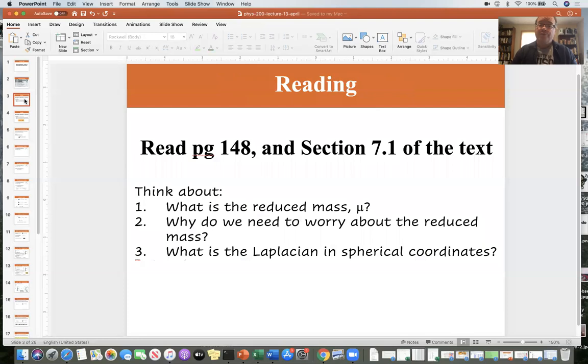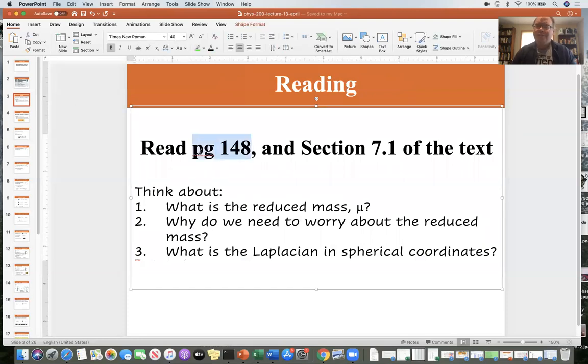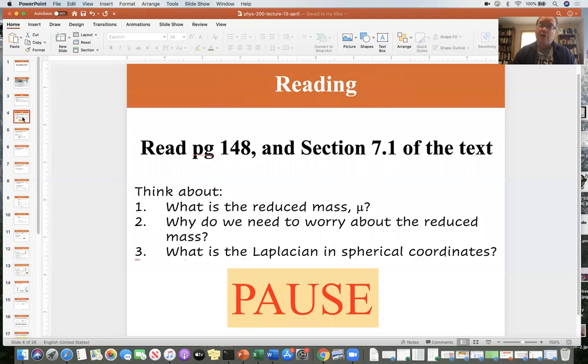So for your reading, sort of a weird one. I'd like you to read page 148 of your book, just that, and then section 7.1 of the book, and think about the following three things. What is the reduced mass mu? Why do we need to worry about the reduced mass? And what is the Laplacian in spherical coordinates? So now here's where I ask you to take a pause. Go do your reading and come on back.